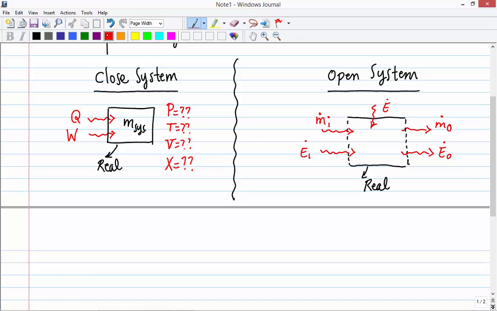So, and then we solved for m dots, in or out, or pressure in or out, or qualities, inlet and outlet, or velocity, right? Inlet and or outlet.